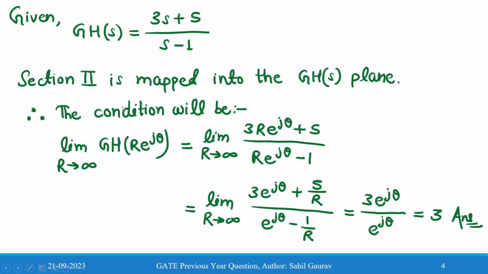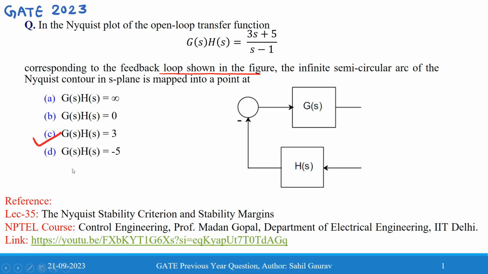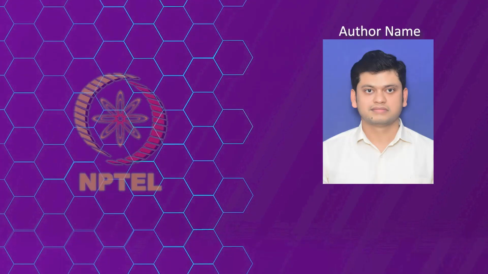For mapping of this section, the condition will be, as we have just seen, the limit r tends to infinity of G(re^jθ)H(re^jθ). On simplification, replacing s by r e to the power jθ, we get this expression. Now we take r common in both numerator and denominator, we get this expression, and on simplifying we get 3 as the answer. So the final answer for this problem is C. Thank you.